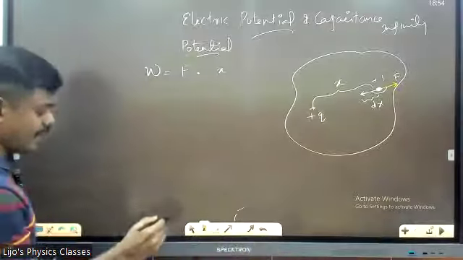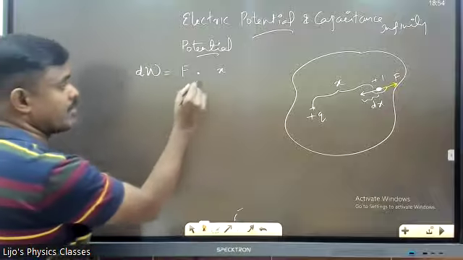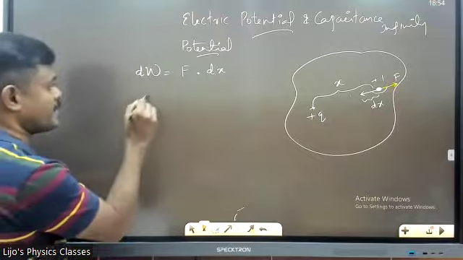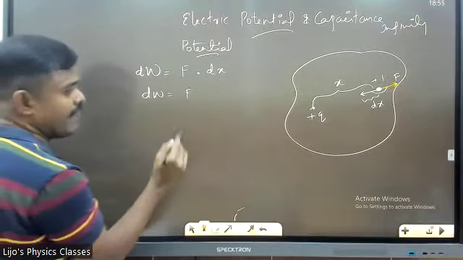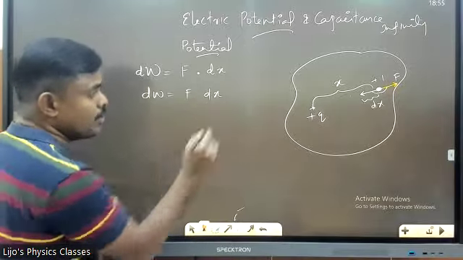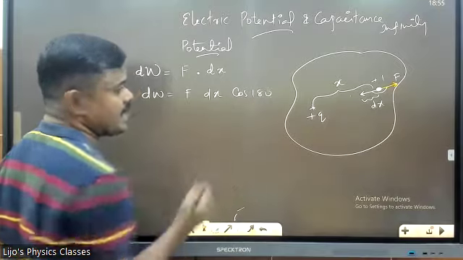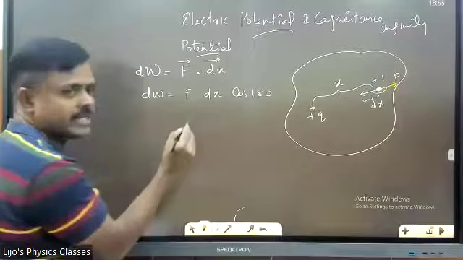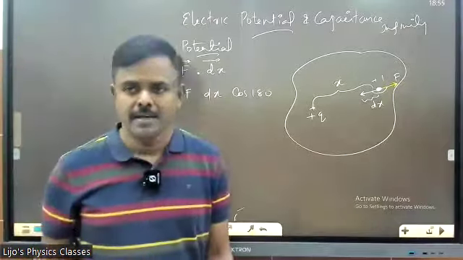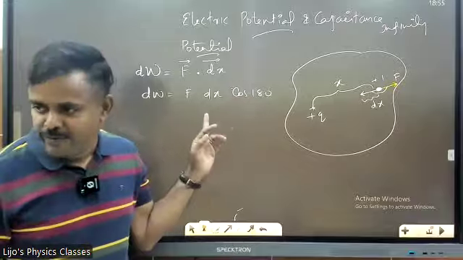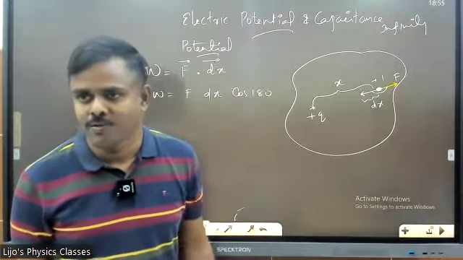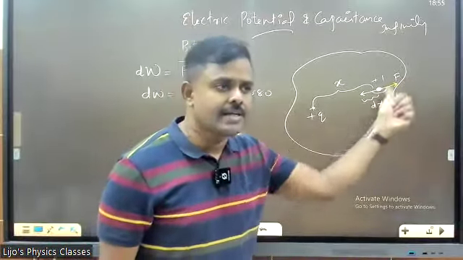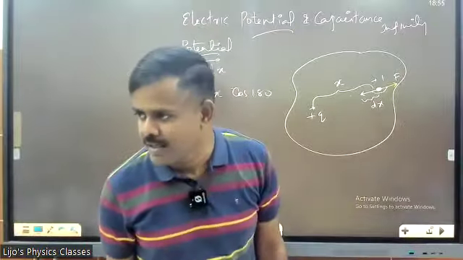So look at that. I am finding the small work done. What is the small work done? F dot dx. So dW is equal to F into dx into cos of 180. Why cos theta? A dot B is equal to A B cos theta. F dot dx is F dx cos theta. Why 180? Because F is outward and dx is inward. The angle is 180 degrees. Got it? Let me complete this.